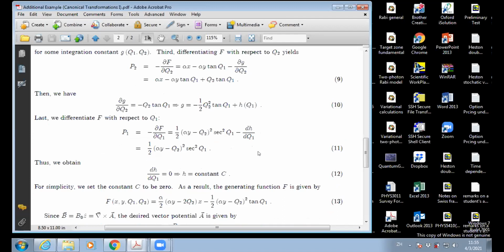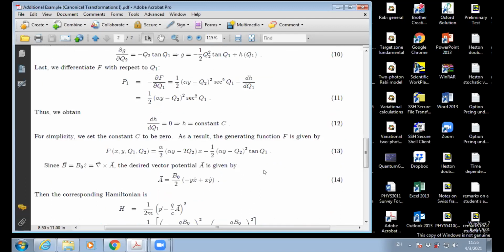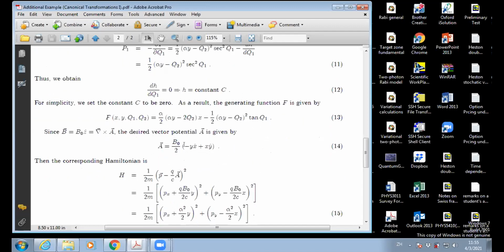And we are free to choose c equal to 0, without loss of generality. As a result, we obtain the generating function. It is given in equation 13 here. It looks very complicated. By definition, the B field can be expressed in terms of the curl of some vector potential, as shown here. The B field is equal to the curl of a vector potential, and this vector potential is given by this. We are using the circular gauge.